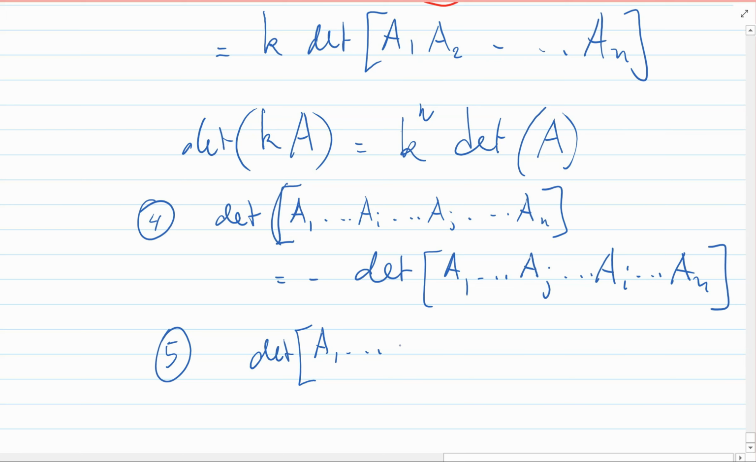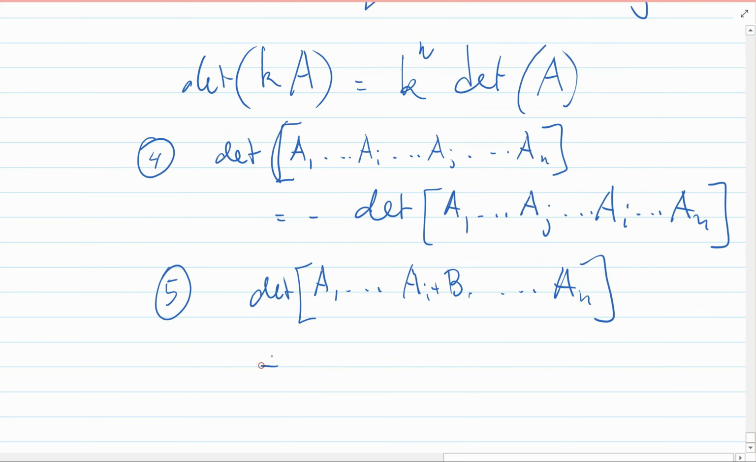Next, what happens if we have A1, ..., Ai plus B, ..., An? Here, what happens if we add to Ai a vector B?